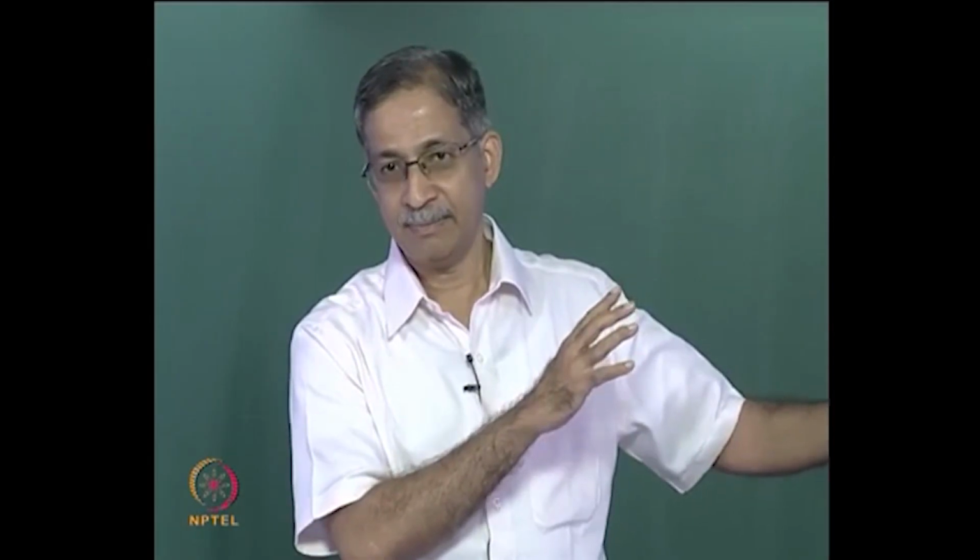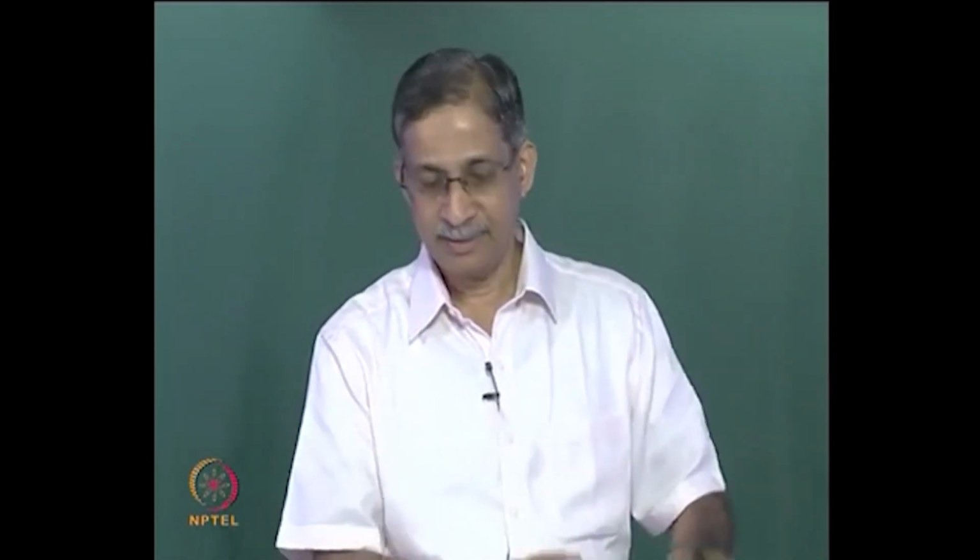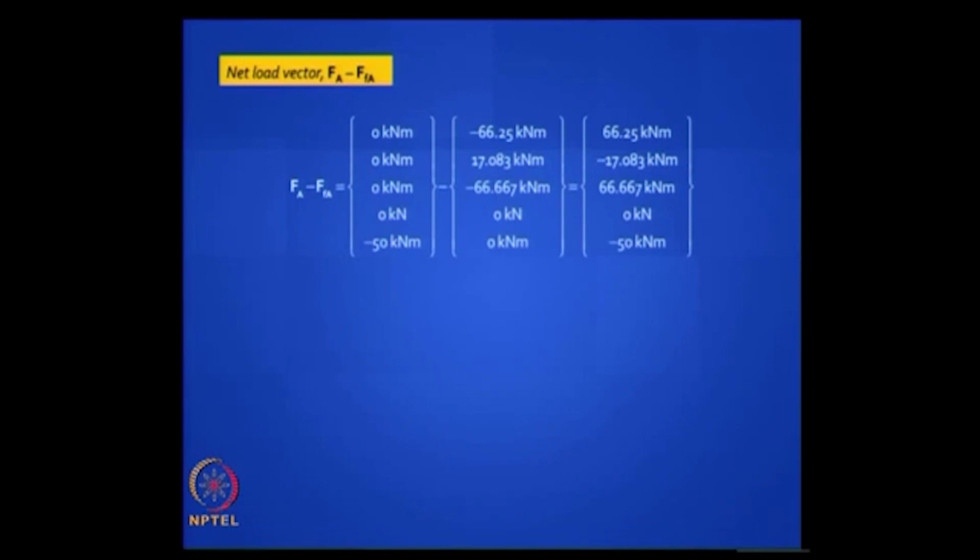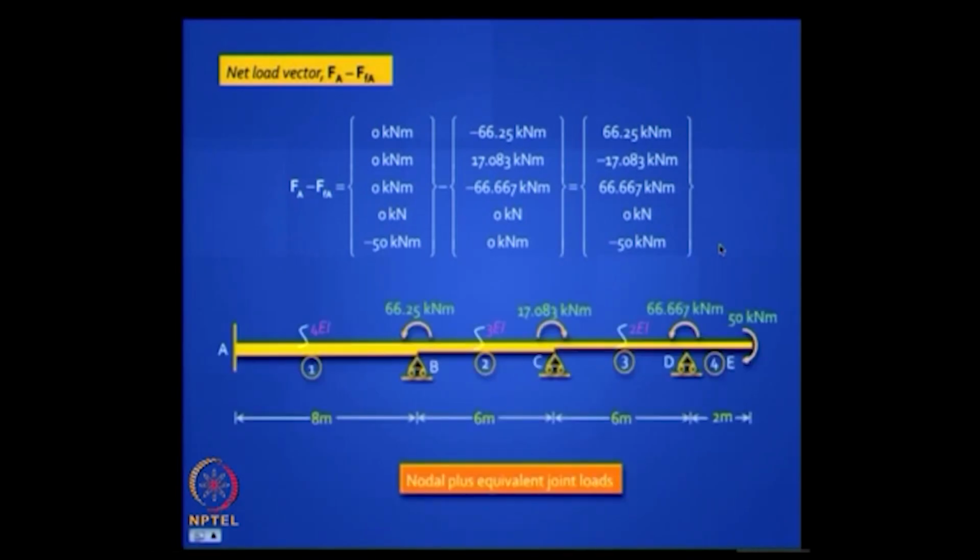Is it clear? But you need both of these, store it, and now we are ready to generate the equivalent net load vector Fa minus FFA. If you remember, there was only one direct nodal load, minus 50 kilonewton meter, acting at F5. This is what you picked up from the previous calculation. This is your net load vector. If you want to draw it, it is worth drawing it so you get a picture of what is going on. This is what is happening. Now how do you relate this to the original problem? What is guaranteed if you really got the net load vector?